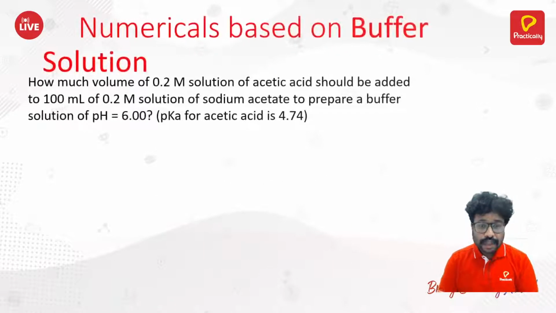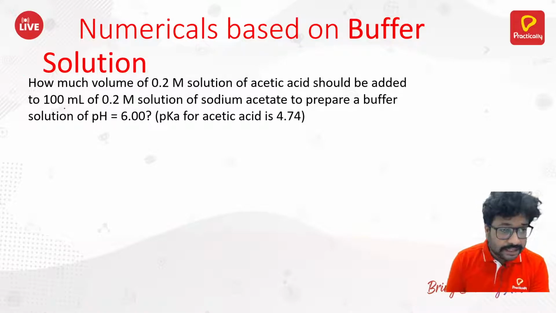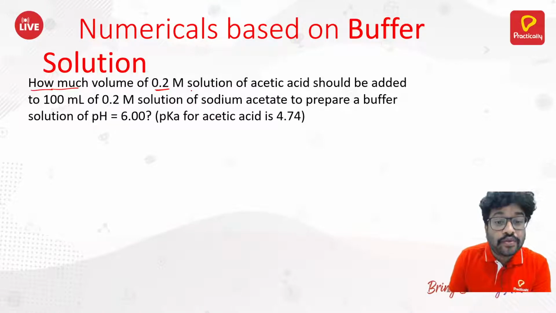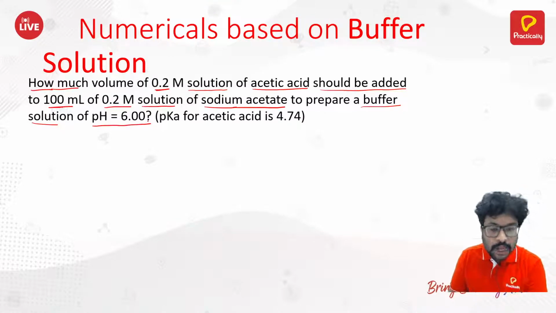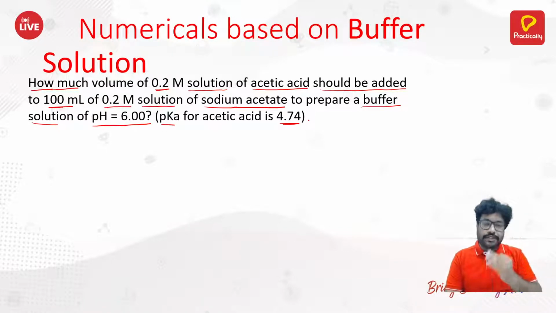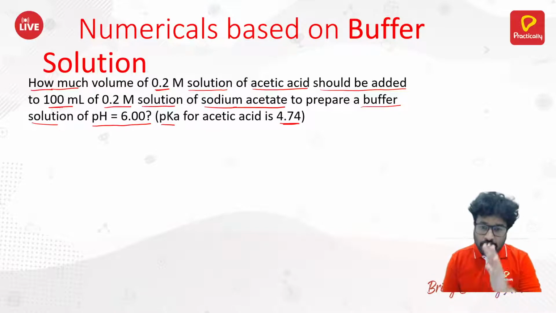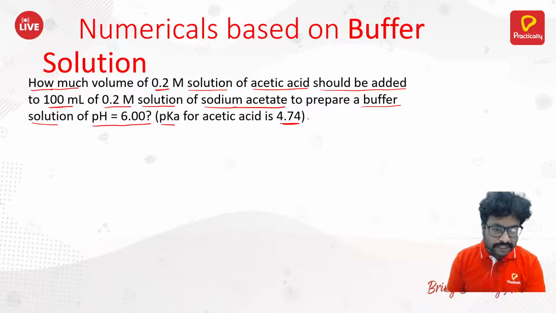So what is this numerical? It says: how much volume of 0.2 molar solution of acetic acid should be added to 1000 ml of 0.2 molar solution of sodium acetate to prepare a buffer solution of pH 6, and the pKa is also given. So basically the pH of the buffer solution is given there. Whenever a question like this comes, it might confuse you a lot. So what you do first is just write the formula.